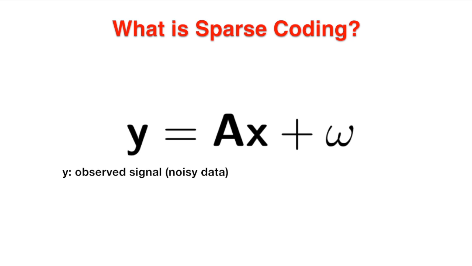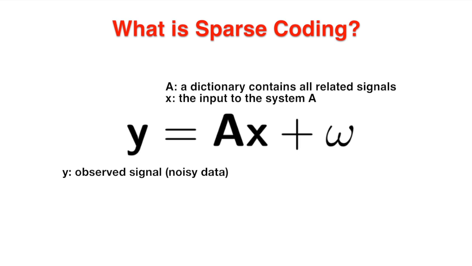And we want to model it in two parts. A is a dictionary, and X is which pieces of the dictionary do we want to use. So we're rewriting our signal in terms of a dictionary, and that can help us understand what's in the signal.